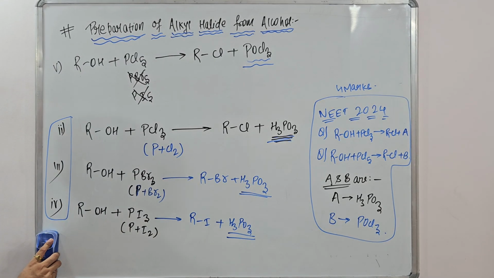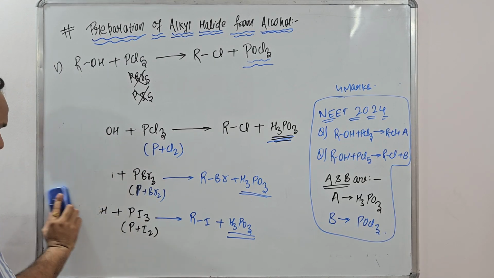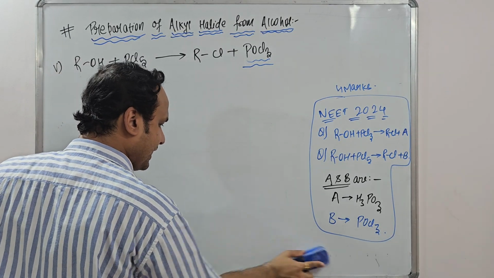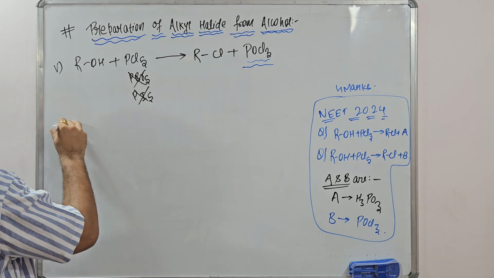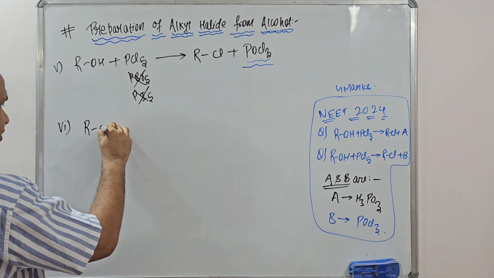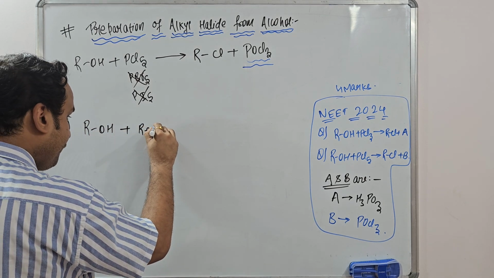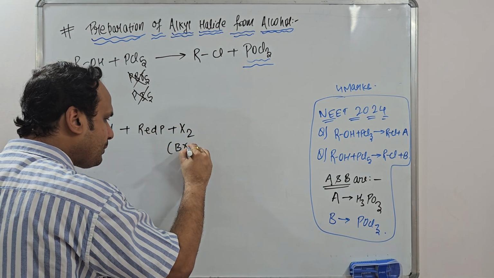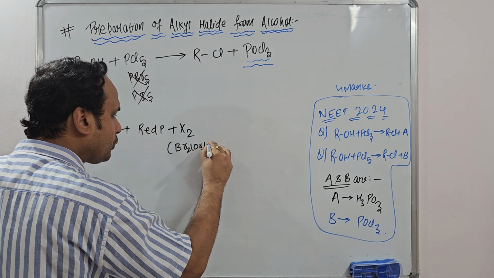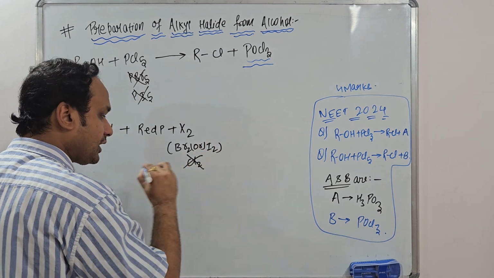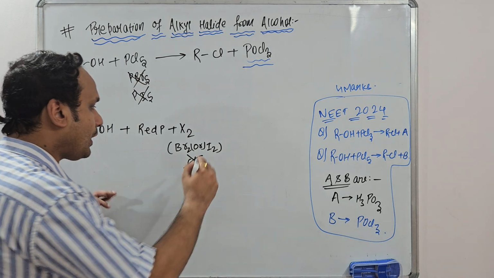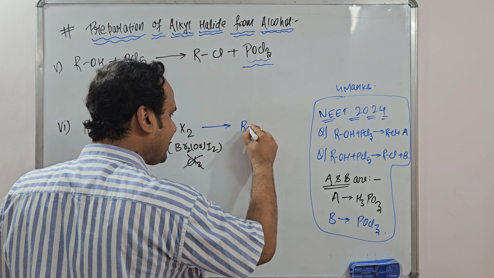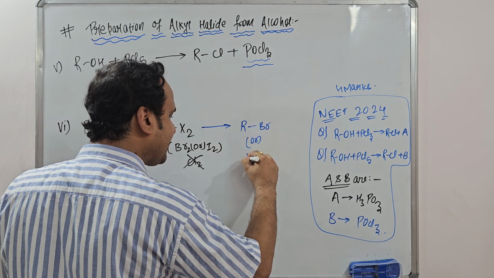Can I erase all this reaction? Write fast. After that, the next reaction for the preparation of alkyl halide is the sixth one, that ROH reacts with red phosphorus in the presence of X2, and over here X2 should be Br2 or I2, not Cl2. Cl2 is not there. X2 should be Br2 or I2. So what happens in this case? You will get either RBr or you will get RI.